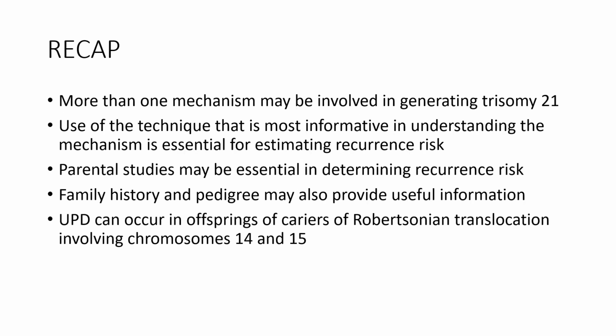So to recap, more than one mechanism is involved in generating trisomy 21. Use of the appropriate technique that is most informative in understanding the mechanism is essential for estimating the recurrence risk. In certain cases, parental studies may be essential in determining recurrence risk. Family history and pedigree may also provide useful information. Uniparental disomy can occur in offspring of carriers of certain Robertsonian translocations, that is, those involving chromosomes 14 and 15.